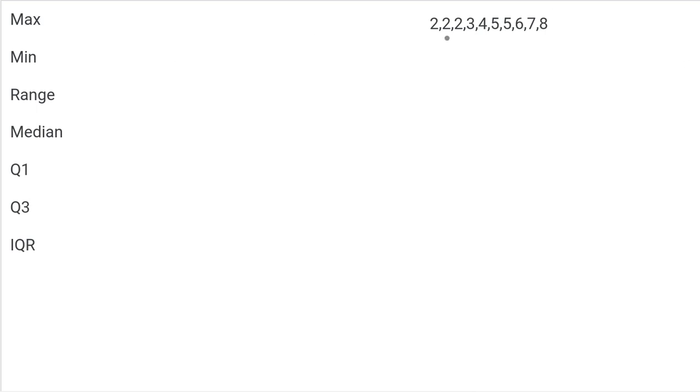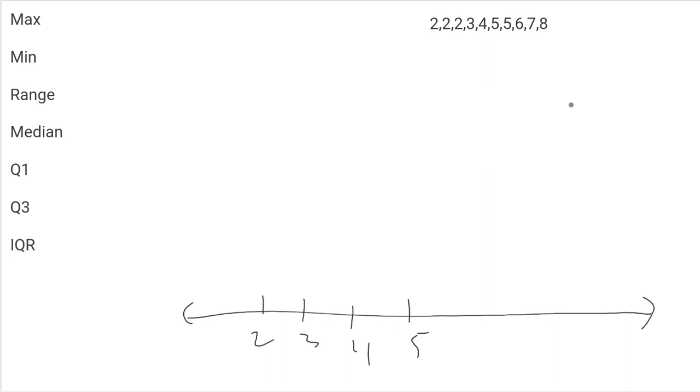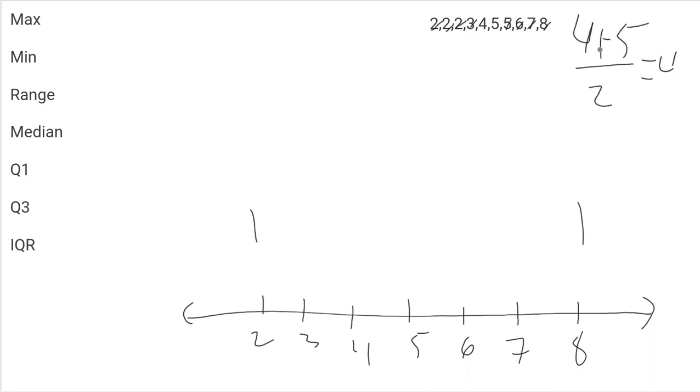Okay, let's say they wanted to make a box and whiskers plot. So first, I would make a number line: 2, 3, 4, 5, 6, 7, 8. One whisker is at the most extreme on both ends. Then I have to find the median by crossing out one from each side until I get to the very middle. My very middle is between 4 and 5, so I add those together and divide by 2 to get 4.5. So 4.5 is my median.